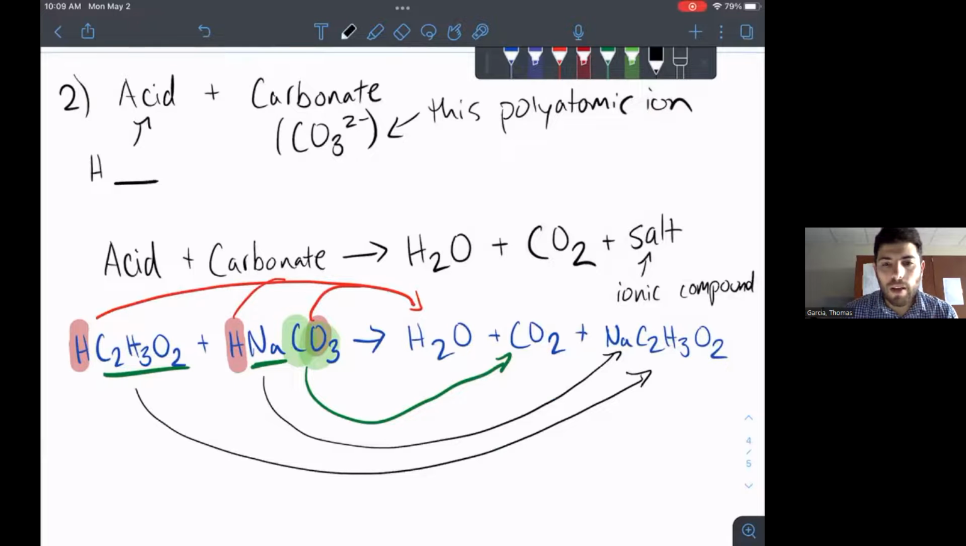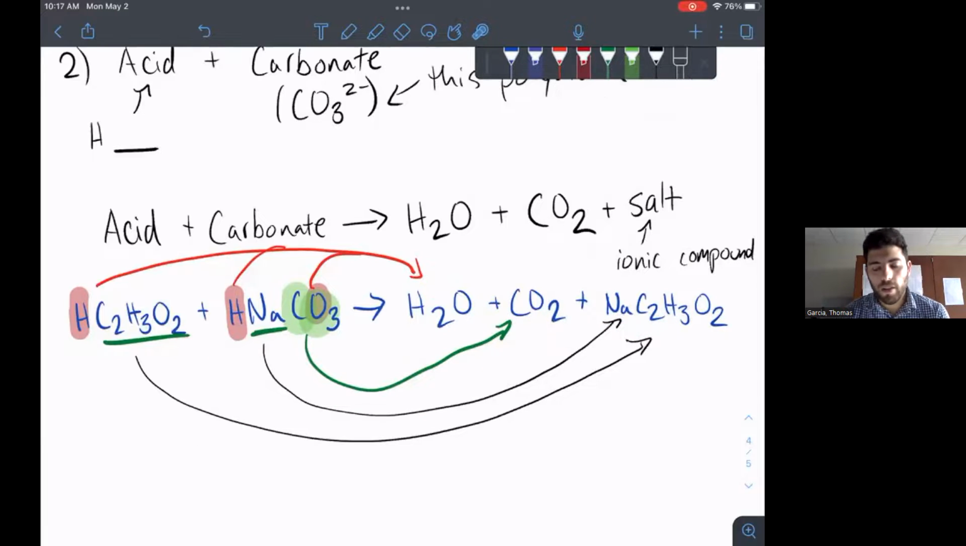So when you're doing these reactions, everything will just come together, and you can honestly just pick and choose where things go, as long as you still produce your H2O, your CO2, and your salt. All right, so for acid and carbonate, that's about it.